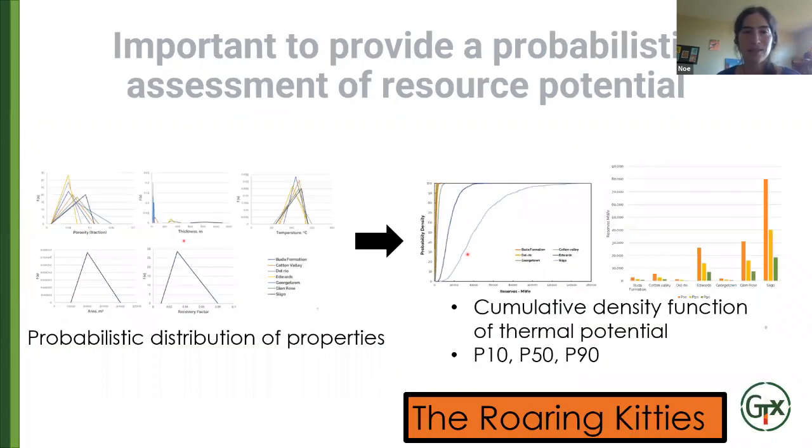Can we move on to the next slide? Also, one of the challenges was to get an assessment of the resource potential. So I know a lot of times, a lot of teams gave like one number. I just like to point out the roaring kitties did a very nice job in getting a probabilistic assessment, which I kind of liked. So the different properties are input into the thermal potential, and they made probability distributions for the different variables, and then used that to calculate the cumulative density function for the thermal potential, as well as then moving it into P10, P50, P90. So I thought that was a very nice job done. Okay, go to the next slide.